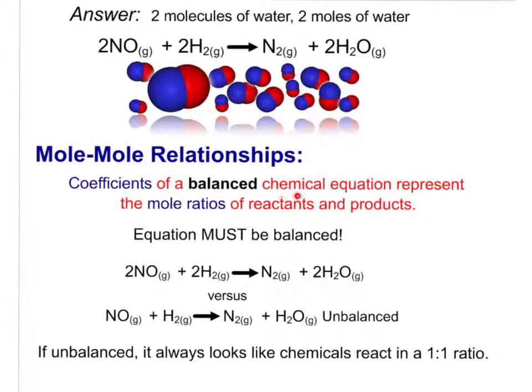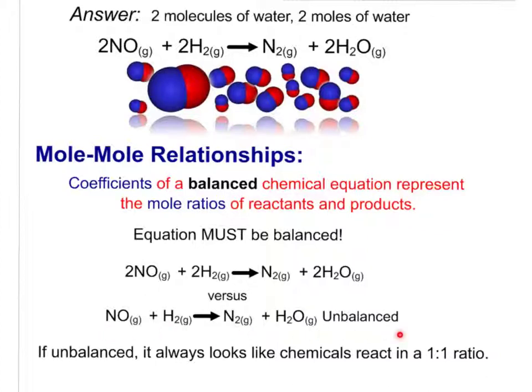The coefficients of a balanced chemical equation represent the mole ratios of the reactants and the products. In order for this to be true, the equation must be balanced, absolutely must. So let's look at an example right here. We have a balanced chemical equation. It's the same one from up here.